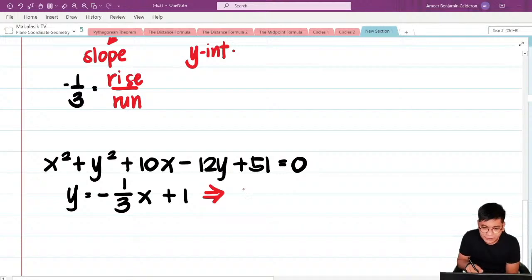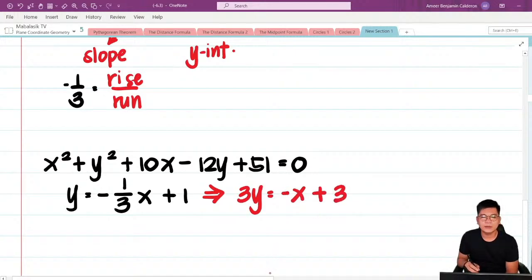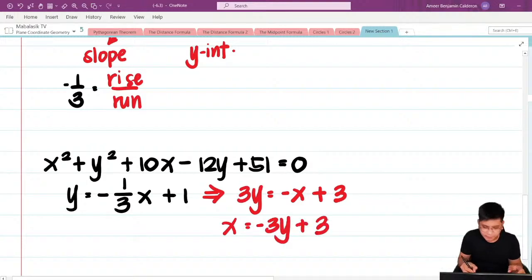That will give me 3y is equal to negative x plus 3. Now, for us to be able to find x equals, what we want to do is to transpose na lang to. Transpose ko to doon. Para x equals na siya agad. So we have x equals negative 3y plus 3. This is what I am going to use.